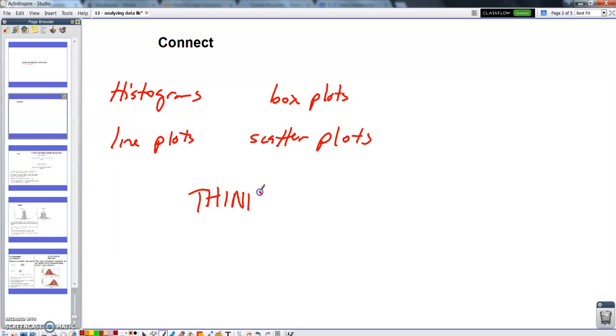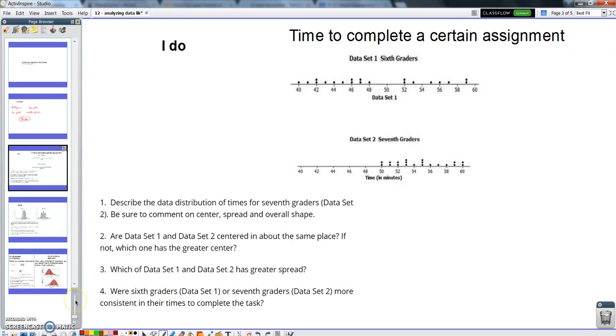People who collect statistics, statisticians, they do it for a reason. They do it to learn things about groups of people or groups of things. And so I want to just spend our last day thinking like a statistician would think. So let's look at this.